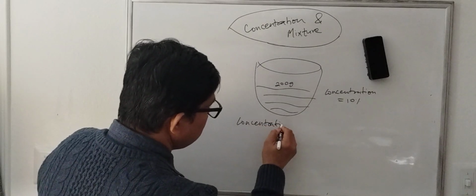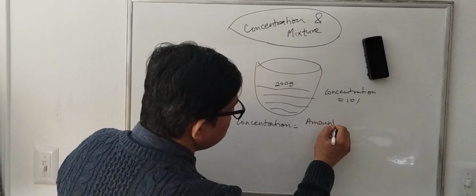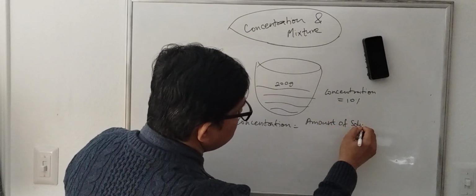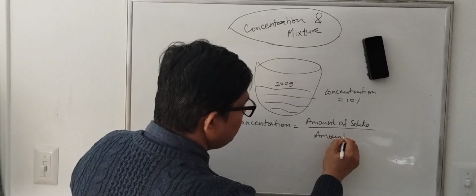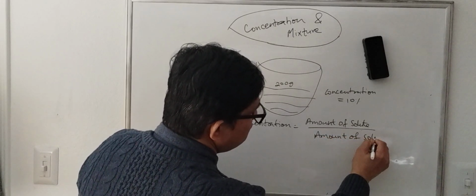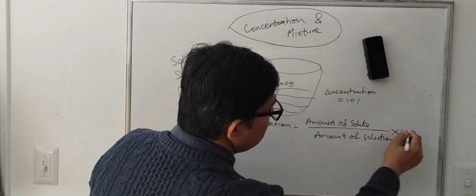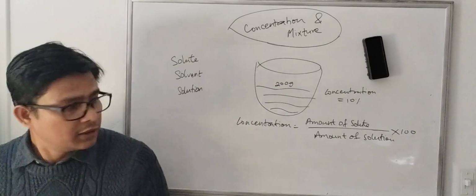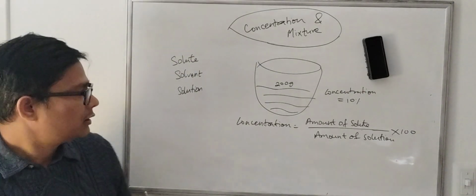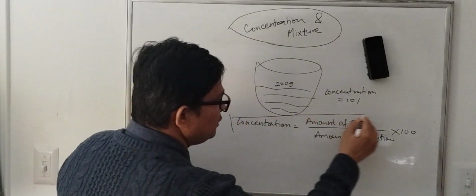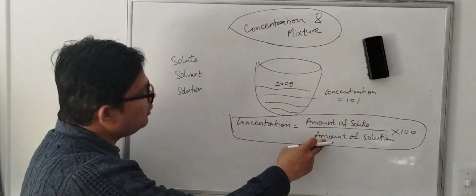Concentration will be amount of solute divided by amount of solution times 100. Because when we are representing concentration in terms of percentage, this is the formula you will use. Remember this always. It's not divided by the amount of solvent.